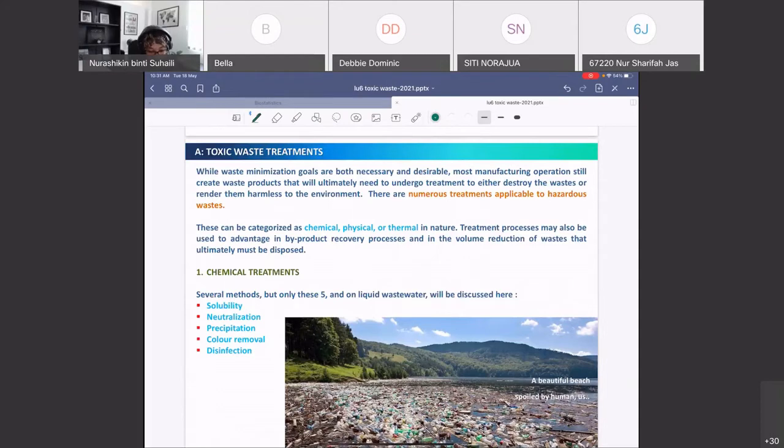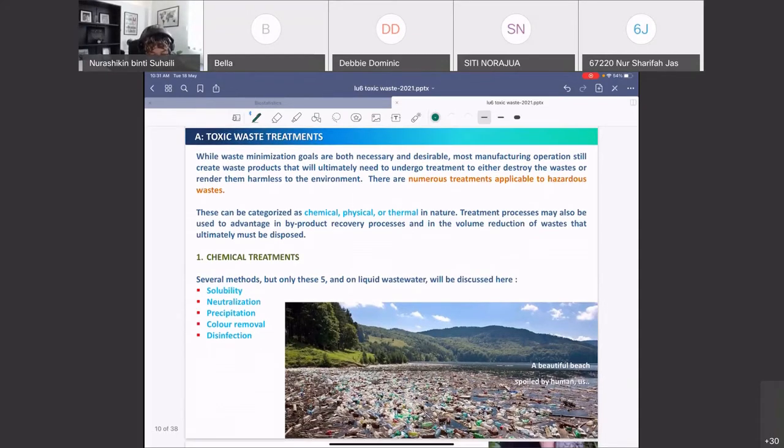All right, so let's have a look at the toxic waste treatments. We focus on the non-biotech methods first, and at the end, we'll look at bioremediation.